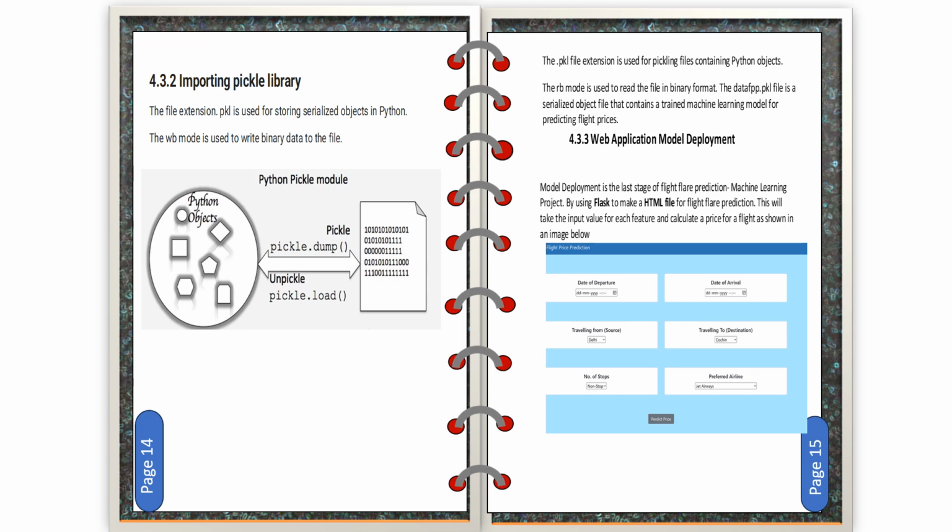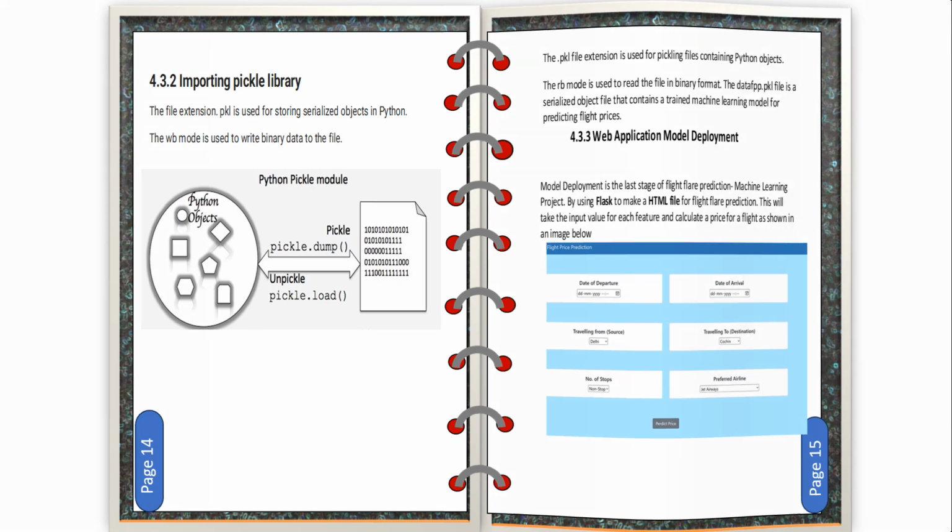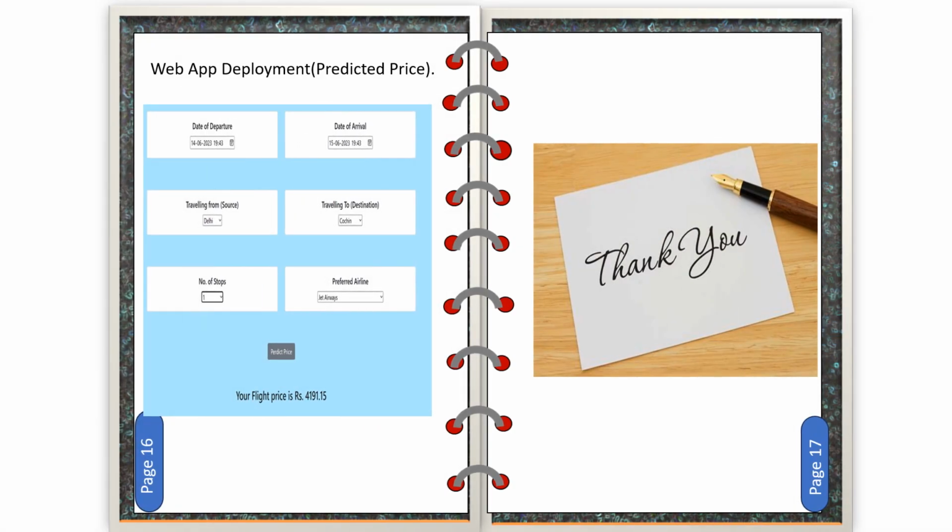Next one is web application model deployment. Model deployment is the last stage of the flight fare prediction machine learning project, using Flask to make an HTML file for flight fare prediction. This will take the input value for each feature and calculate a price of the flight as shown in the image below. This is the web app deployment page where the price of the flight can be predicted by inputting the data.